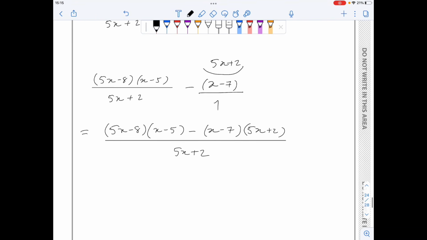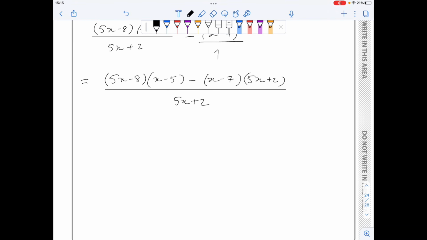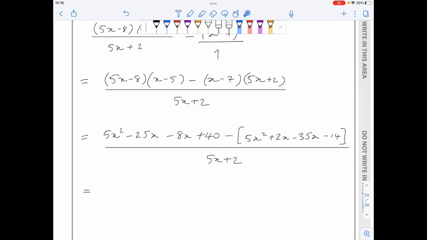So let's expand the numerator. 5x squared minus 25x minus 8x plus 40 minus, I'm going to have a big bracket here, 5x squared plus 2x minus 35x minus 14, and the denominator stays the same. In the next step, I will expand this bracket here.